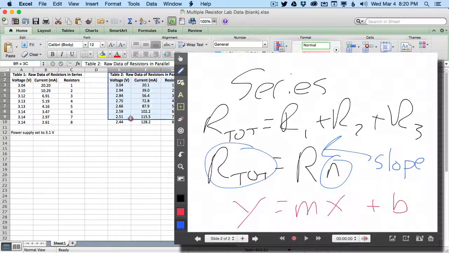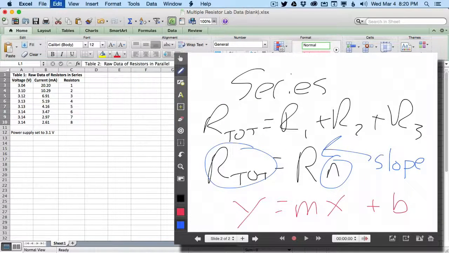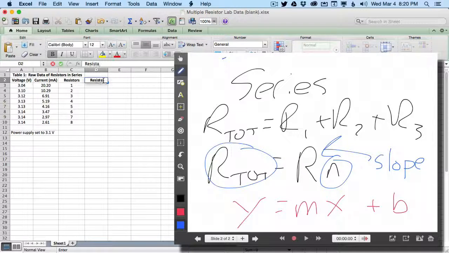So first I'm going to take all this parallel data and move it out of the way for now. We'll deal with parallel later. Now, if I look at my data, I have the number of resistors, which is on my x-axis, but I don't have the total resistance. So let me just make a column for resistance. This is in ohms. I could be fancy and find the symbol, or just put that.